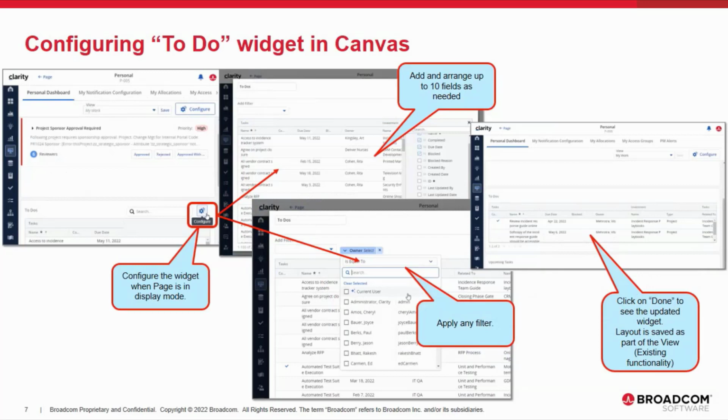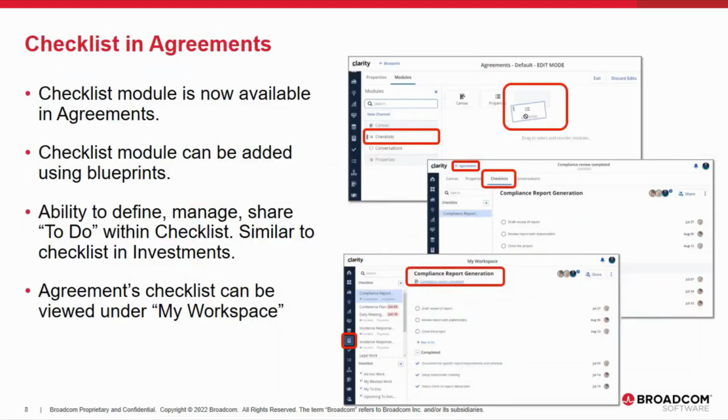They can configure the layout of those fields, as well as they can define any filter to trim that data down. For example, if they only want to see their own to-dos, they can filter it down where the owner is themselves or the current user. And once that configuration is done, then the data is displayed within the Pages canvas view.